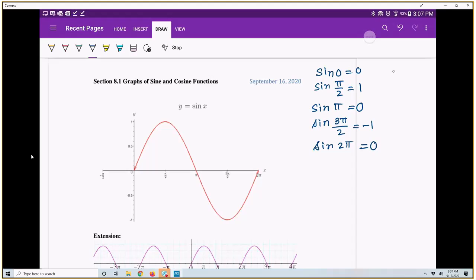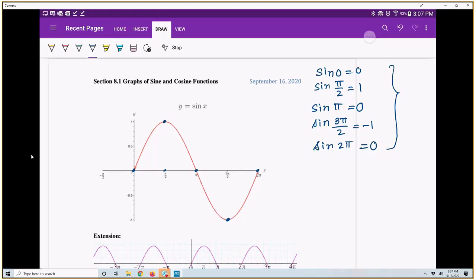This entire list of values gives us one full period of a sine function. So if you just use these values, for example, at 0 I have 0, at pi over 2 I have the value 1, at pi I have the value 0, at 3 pi over 2 I have the value -1, at 2 pi I have 0, and then connect these points with nice curved lines, we get the function sine's graph for one full period.